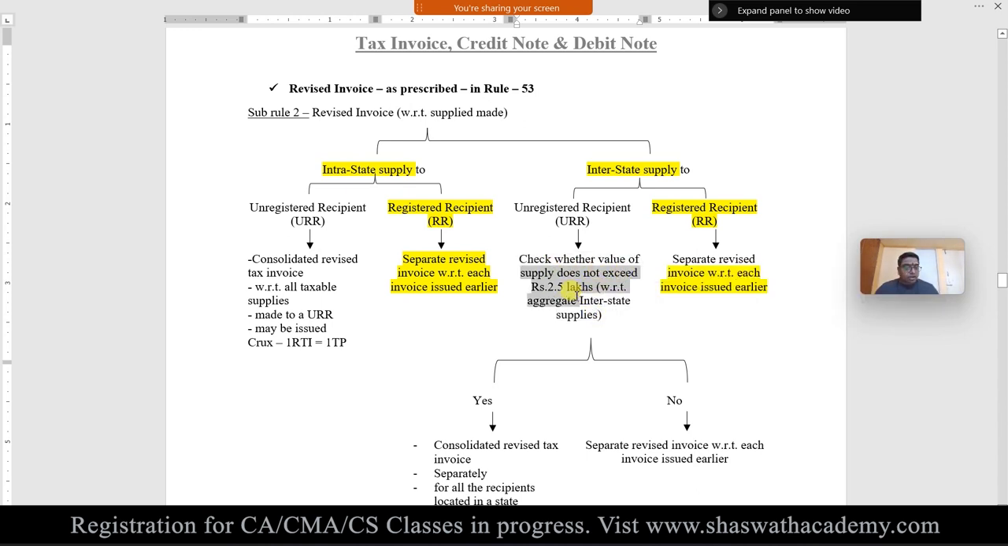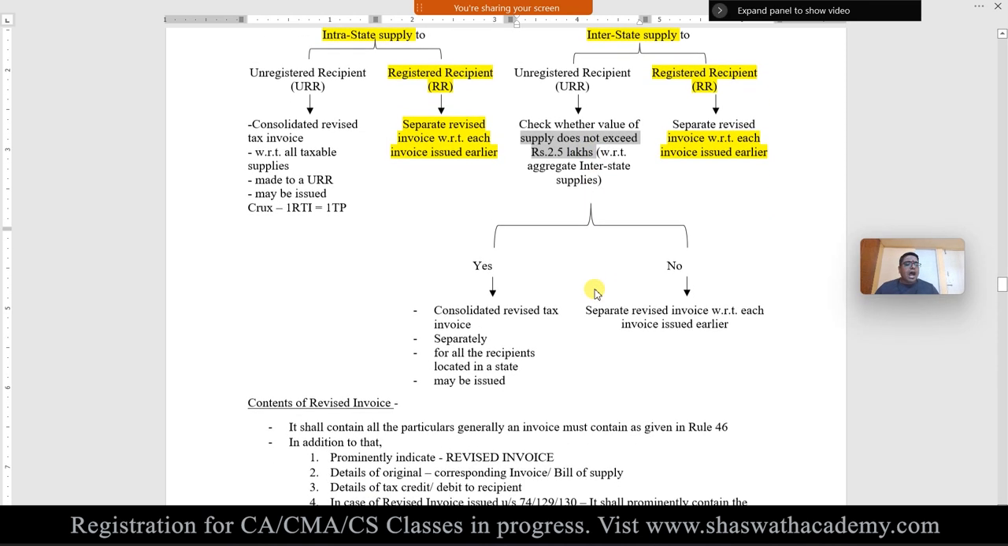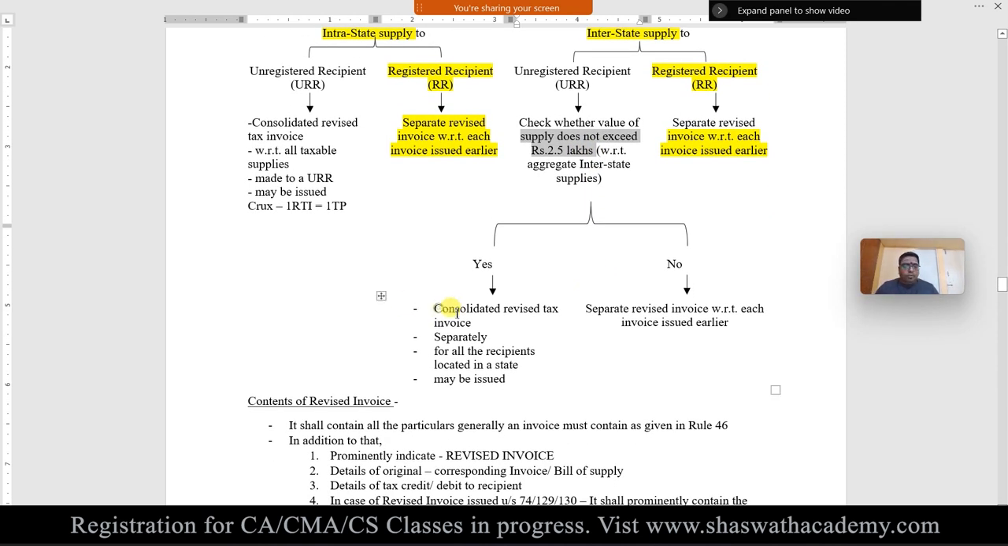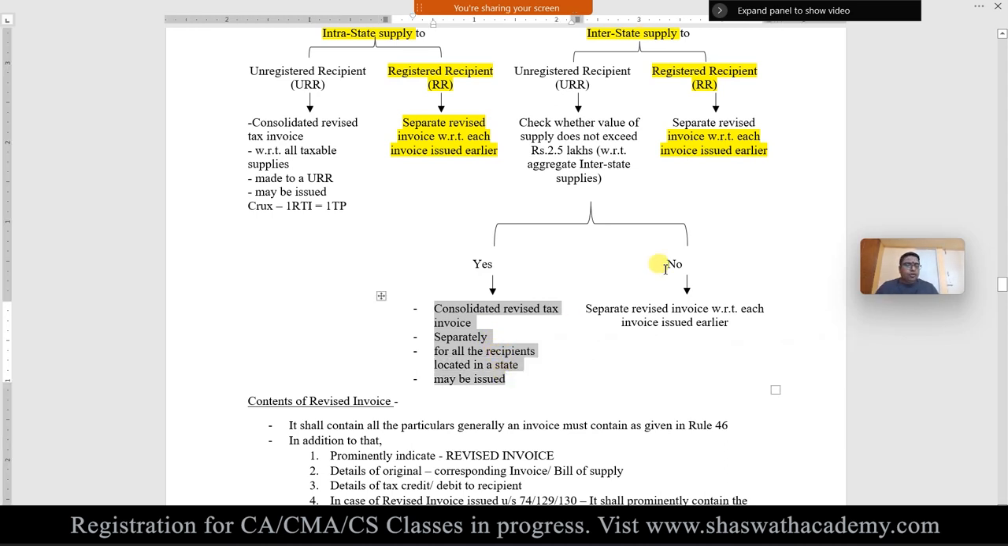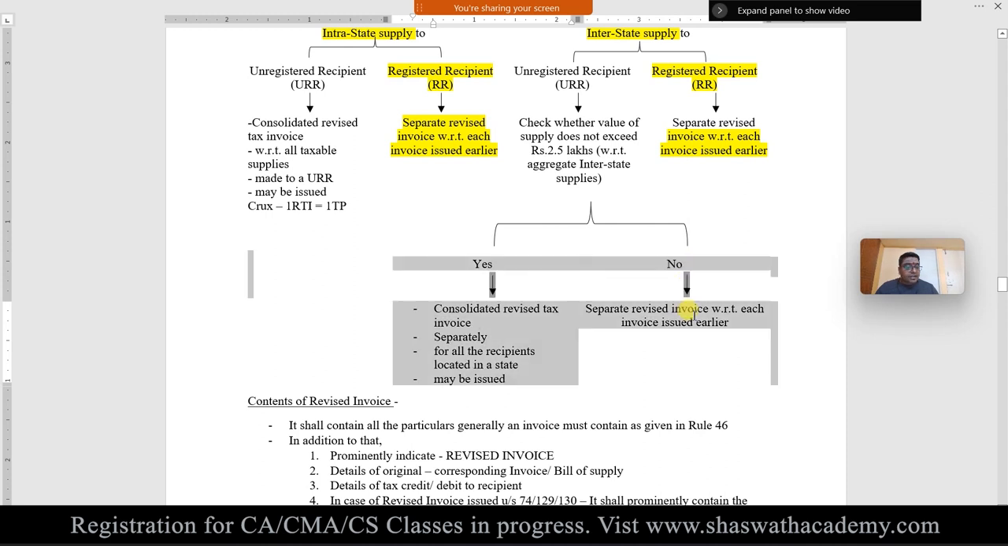Value of supply does not exceed 2.5 lakh, meaning thereby up to 2.5 lakhs. If it is up to 2.5 lakhs, consolidated revised tax invoice state wise. And if it exceeds 2.5 lakhs, then separate revised tax invoice.